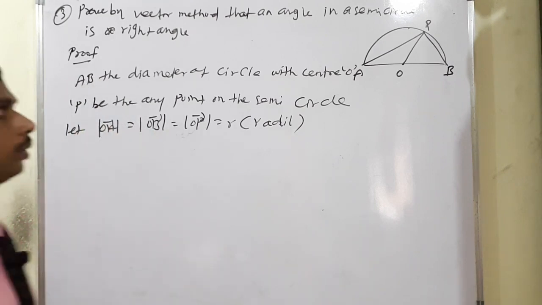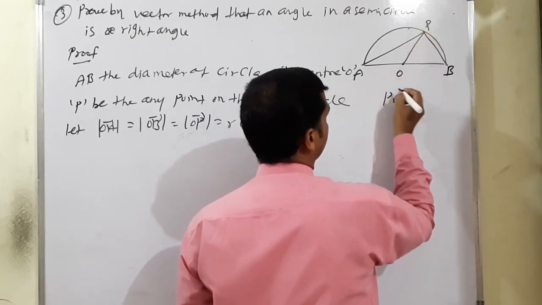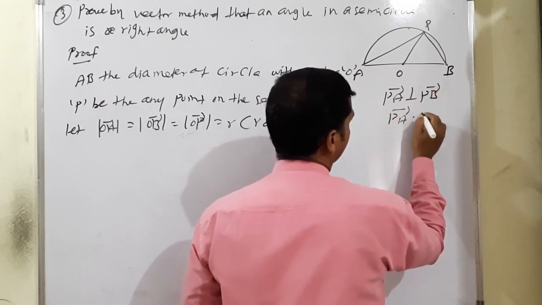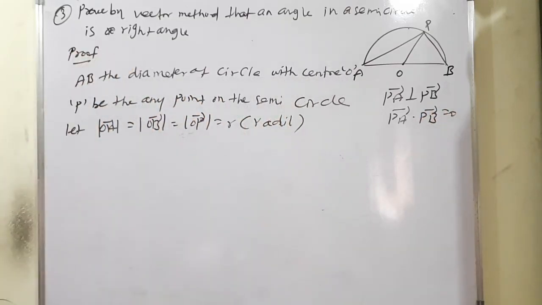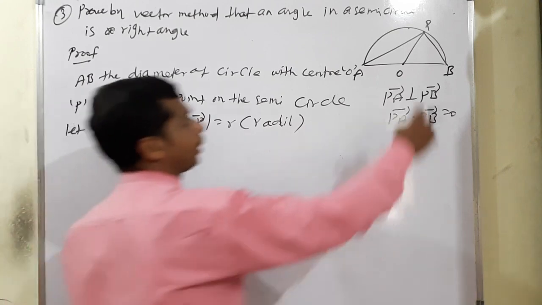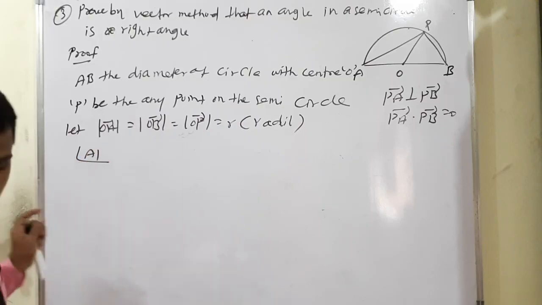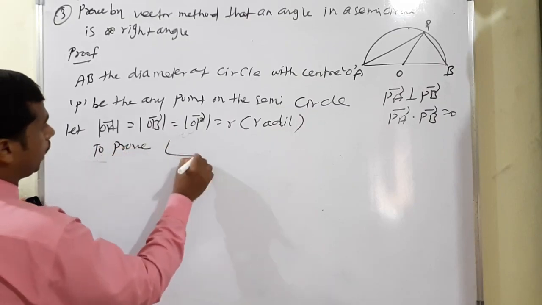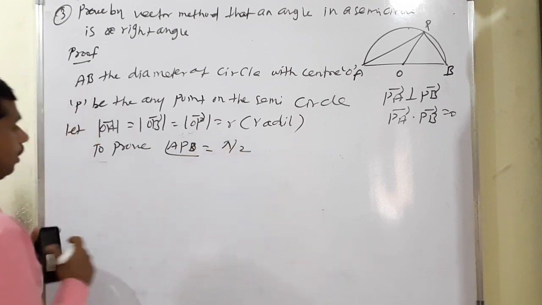Now what do we have to prove actually? PA perpendicular to PB. So PA vector is perpendicular to PB, what is the meaning? PA vector dot PB vector is equal to 0, which means we can say the angle in a semicircle is a right angle. So first we have to prove the 0 value, isn't it? Another condition, to prove angle APB is equal to 90 degrees or pi by 2. Okay. That is one of the conditions.